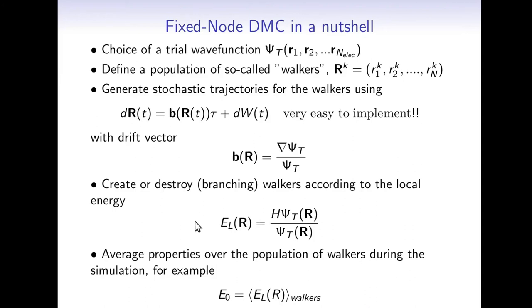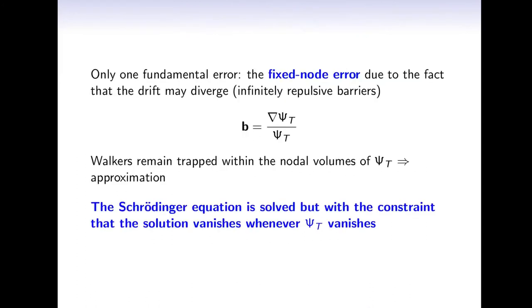And after, there is a branching step where you create or destroy workers according to the local energy. The lower the local energy, which is defined as H psi_T over psi_T, the better, the more we branch and we copy these workers. And after that, it's just average. Okay, sorry for the very rapid presentation, but what we have just to recall is that there is only one fundamental error. There are other errors, but we can control them basically.